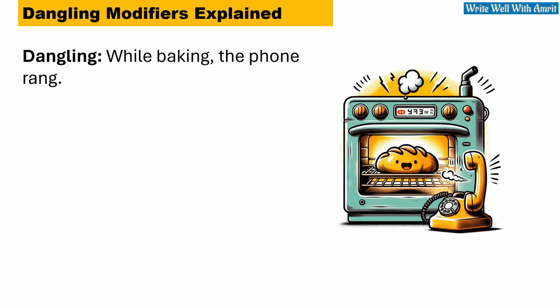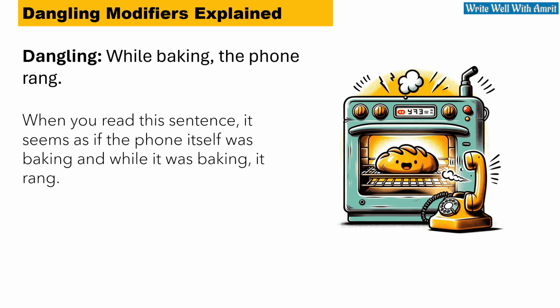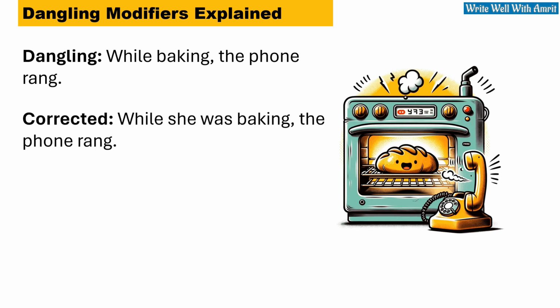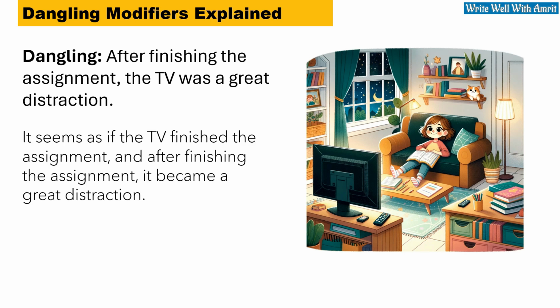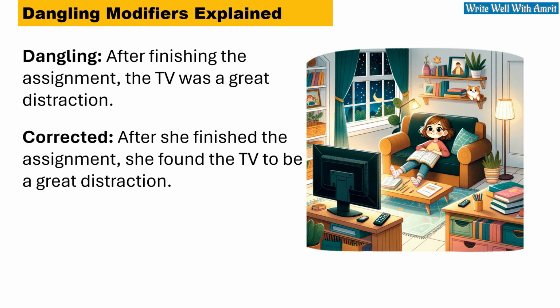Dangling. While baking, the phone rang. When you read this sentence, it seems as if the phone itself was baking, and while it was baking, it rang. Corrected. While she was baking, the phone rang. Dangling. After finishing the assignment, the TV was a great distraction. It seems as if the TV finished the assignment, and after finishing the assignment, it became a great distraction. Corrected. After she finished the assignment, she found the TV to be a great distraction.